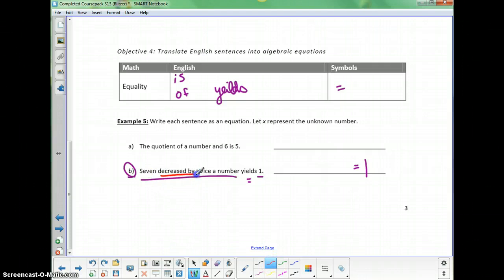7 decreased by, if I listen to the way that sounds in English, the 7 is decreased by means I'm going to take something away from that 7. 7 is decreased by twice a number. So that would be the correct translation for that sentence. Let's go to the next page.